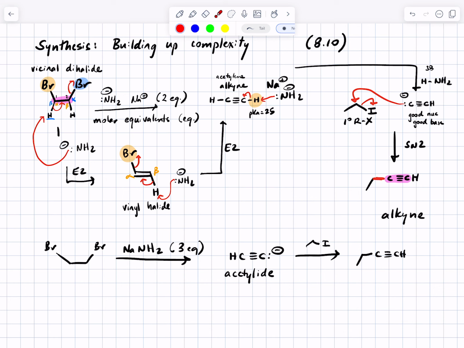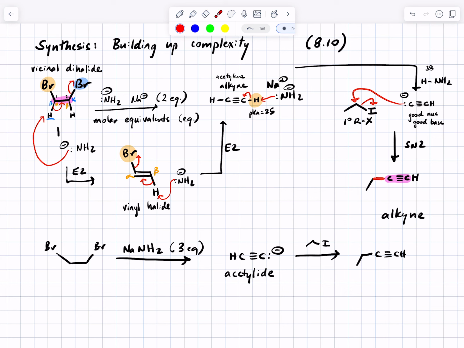Do both the bromides, are those easy reactions, like, are they both coming off at the same time? Right, do they happen all at the same time? It's probably stepwise, probably it's one and then the other. Okay, good.